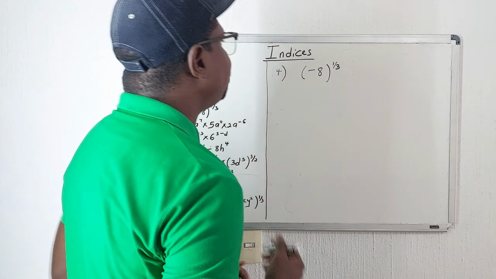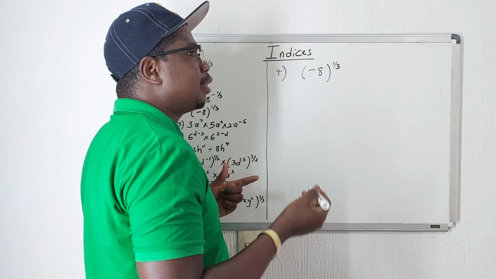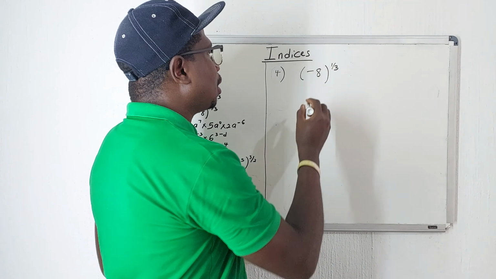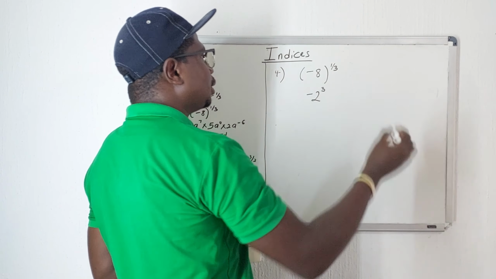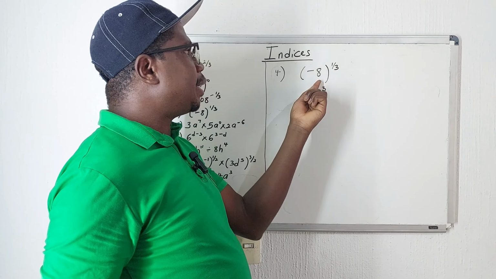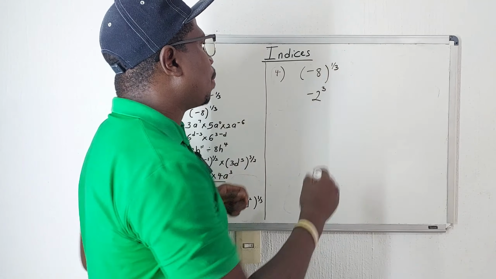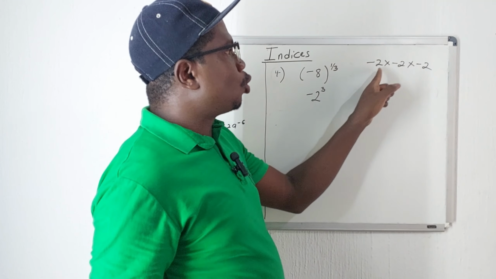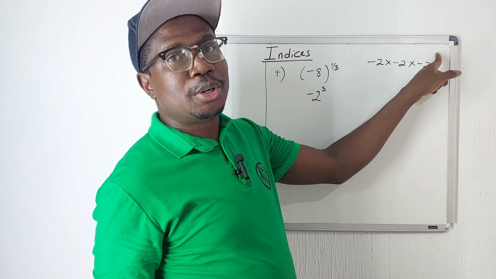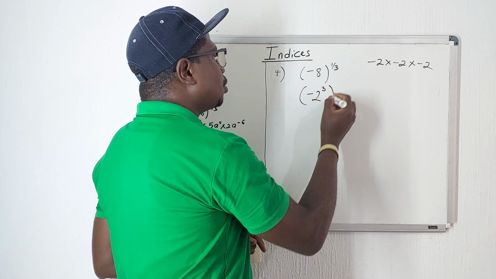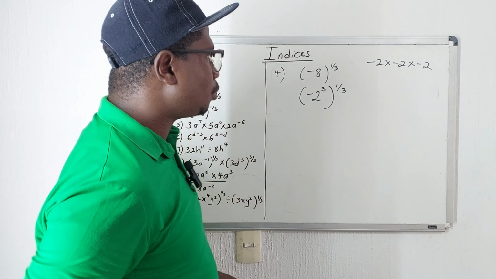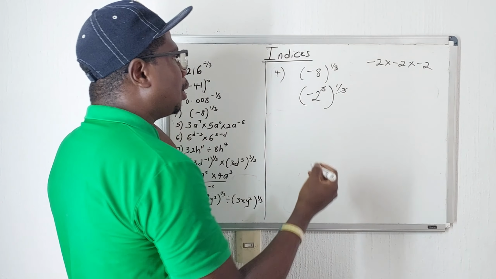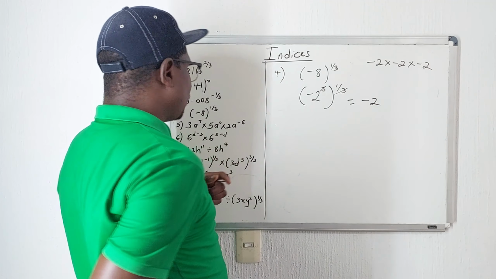So how do we solve this one? To solve this one, it's very simple. Minus 8 is what? Minus 2 raised to power 3, because the cube root of 8 is 2, which is minus 2 times minus 2 times minus 2. Minus 2 times minus 2 is plus 4. Plus 4 times minus 2 is minus 8. So into 1 over 3. Basically, like we did previously, we can just cancel using the power law. So we have minus 2. So that's the answer for that.